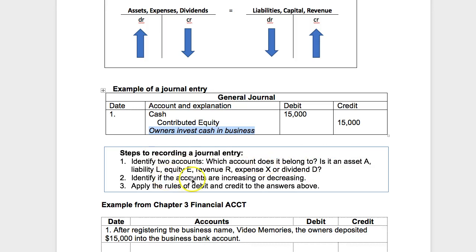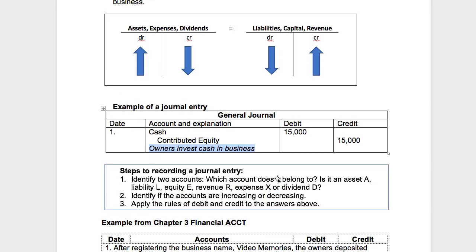Then you need to figure out, is the account increasing or decreasing? Once you know that, you simply look at your rules of debit and credit to figure out which one is debit, which one is credit. So steps 1 and 2 can be hard because you have to read and understand the question. Step 3 should be easy because you just follow the rules of debit and credit here.